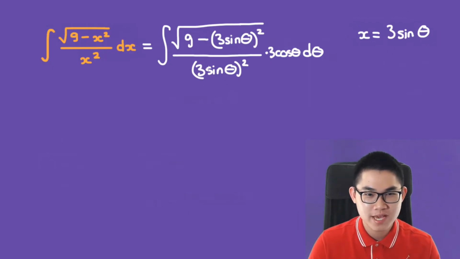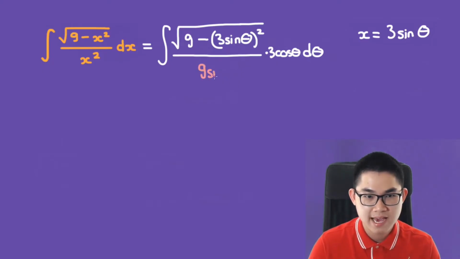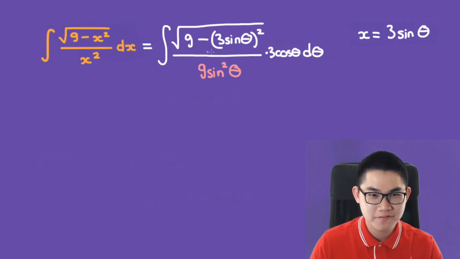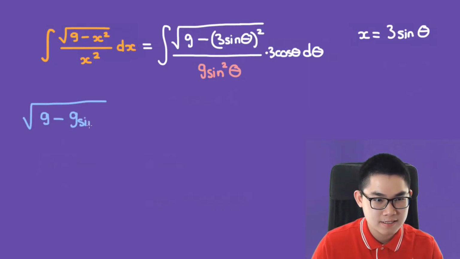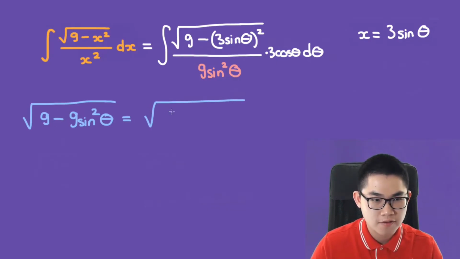Now, what is 3 sine to the power of 2? Well, it's going to be 9 times sine of theta to the power of 2. Now let's simplify the numerator as well. So we get 9 minus 9 sine of theta to the power of 2, and we need to factor out the 9. So we get the square root of 9 times 1 minus sine of theta to the power of 2.